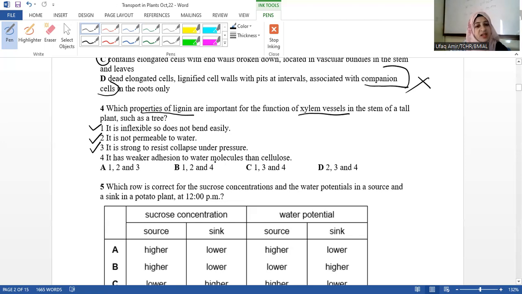That's incorrect, because lignin also has a very strong force of adhesion with water molecules. Because of that force of adhesion, water rises up. So that is the wrong option. The first two and three options are the correct options.